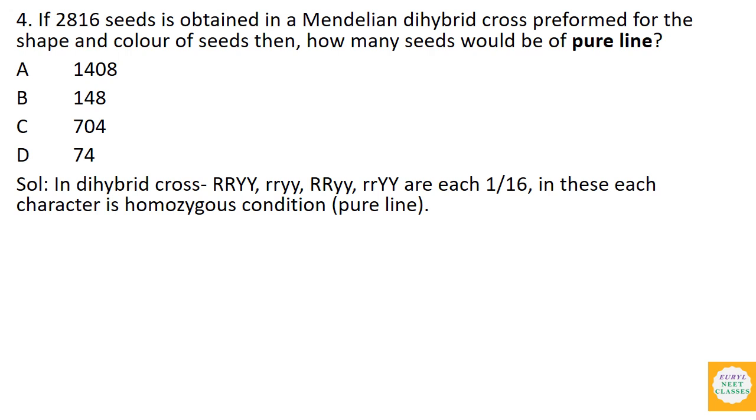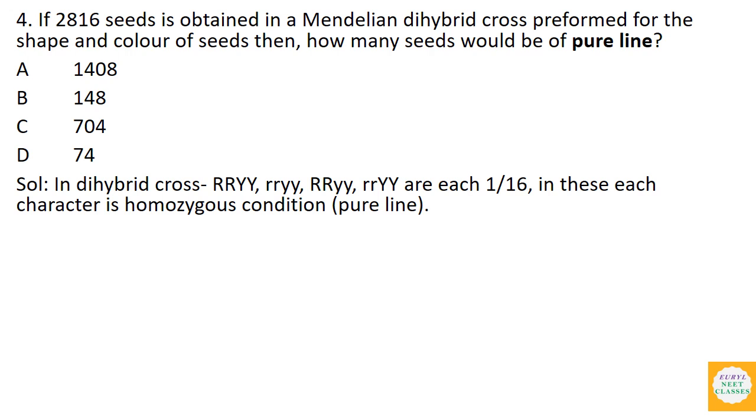The color of the seed is small y. Got it? And here capital Y, and the shape is small r, and the shape is capital. So these last two are also called homozygous individuals. This is the logic you should apply, then only you can get the answer.